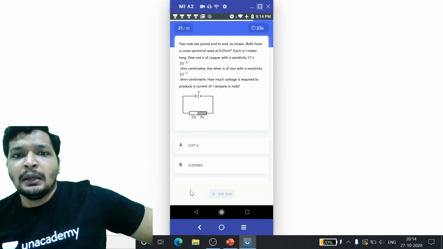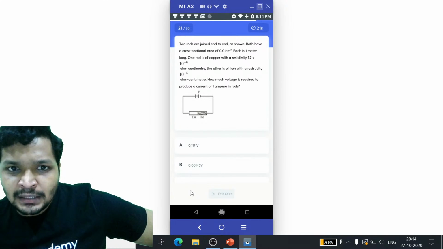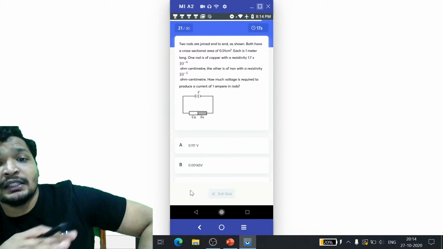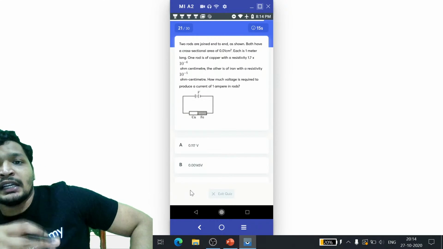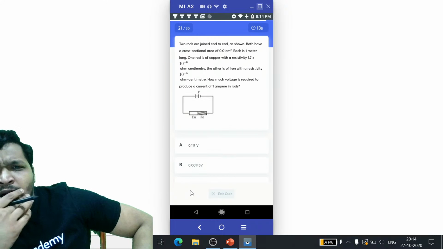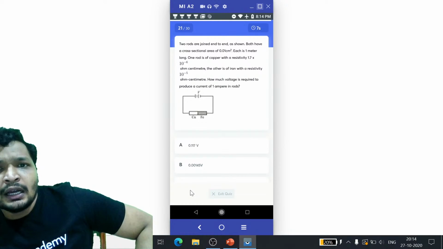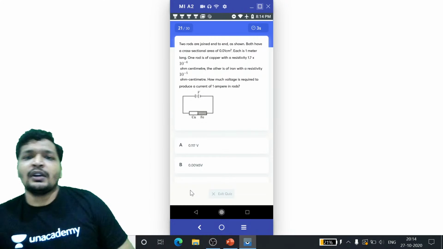Resistivity is given in ohm per centimeter, so notice that thing as well. Okay, convert that into centimeter. That could have been the easiest way. So just convert your meter into centimeter. So it should be 1.7 into 10 to the power minus 6 into 100 divided by 0.01. That is going to be 10 to the power minus 2. Just cancel it out and you'll get the answer.